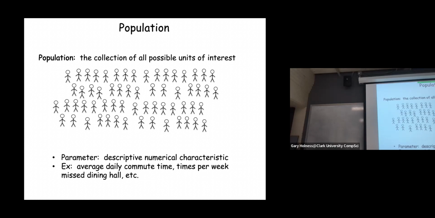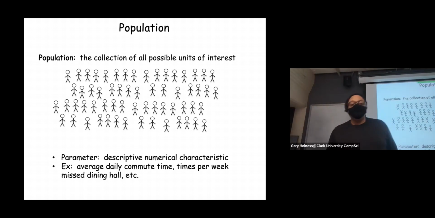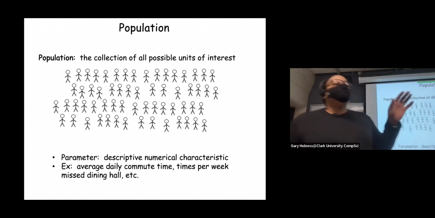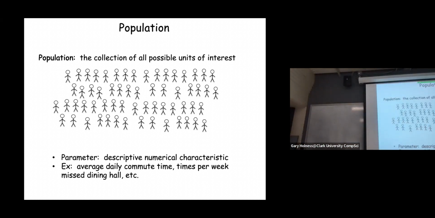Also, another example, maybe the number of times per week you miss the dining hall. Dining hall is open for a certain block of hours. It does not work well for all students. And sometimes you miss a meal plan swipe. It's a waste of money, right? Okay. And there are all sorts of other parameters. And these parameters collectively define who is your population, okay?